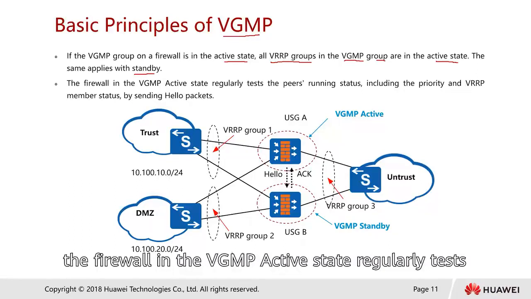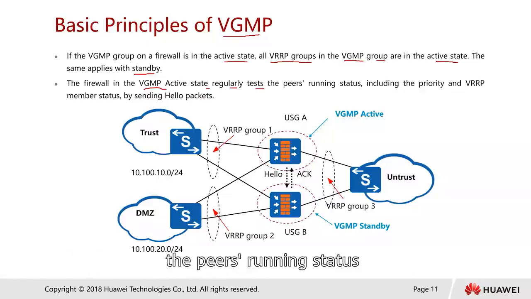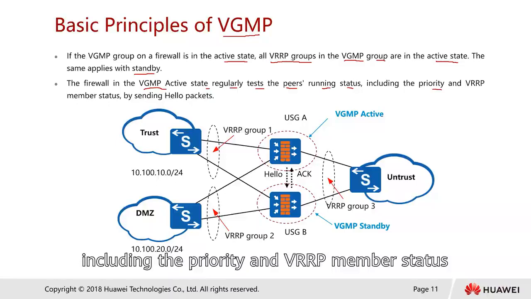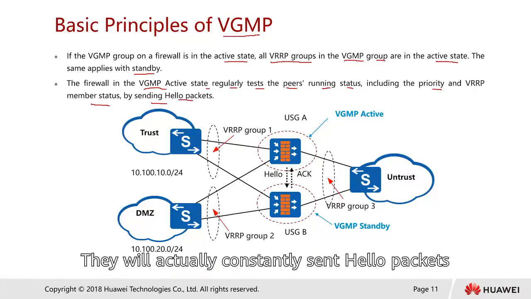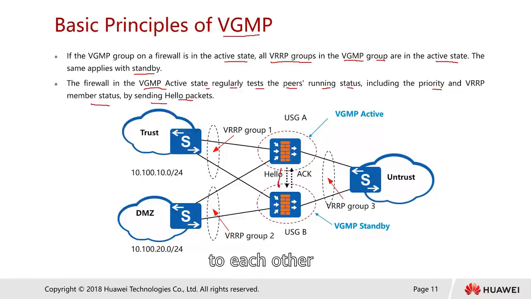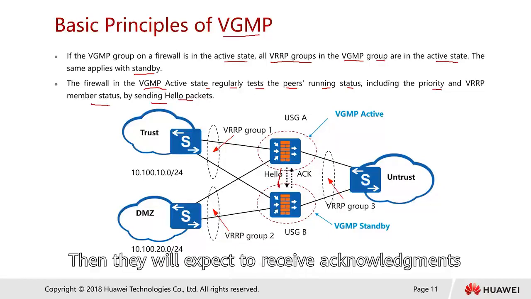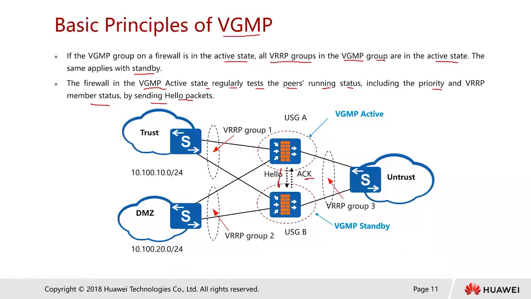The firewall in the VGMP active state regularly tests the peer's running status, including the priority and also the VRP member status, by sending a hello packet. So they will constantly send hello packets to each other, and then they will expect to receive acknowledgement. This acts like a heartbeat.